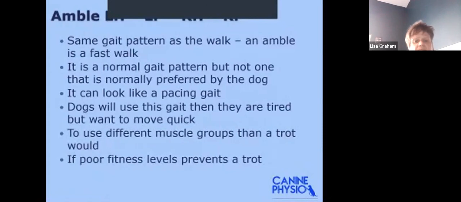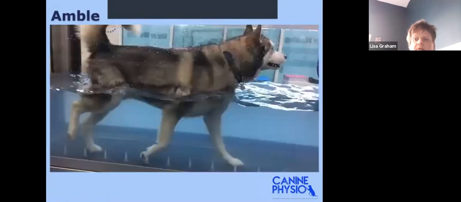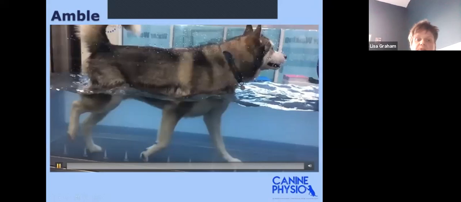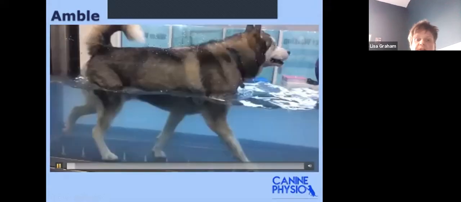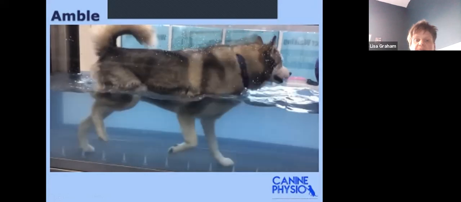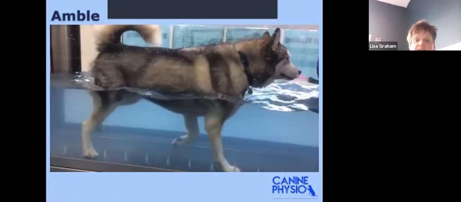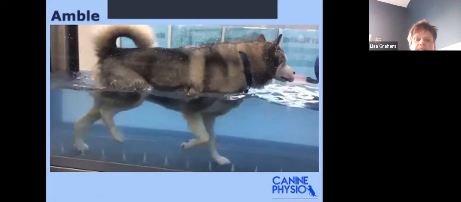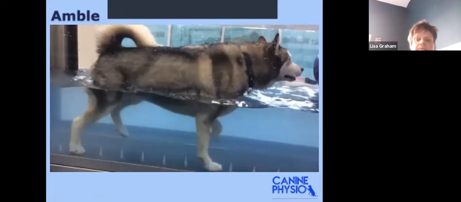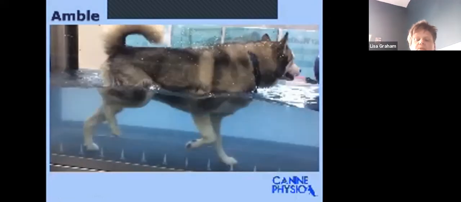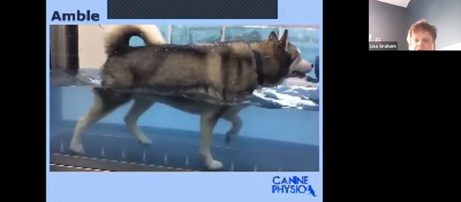They might amble. It uses different muscle groups than a trot would, so it can avoid that diagonal kind of pivot balance that a trot brings in. And it's important to be able to know whether or not you've got a pace or an amble. And this is where your slow motion video comes in. So again, we can see back foot is going down before the front foot quite consistently with this dog. And then we'll look at a pacing gait in a second, and you should be able to see the difference.